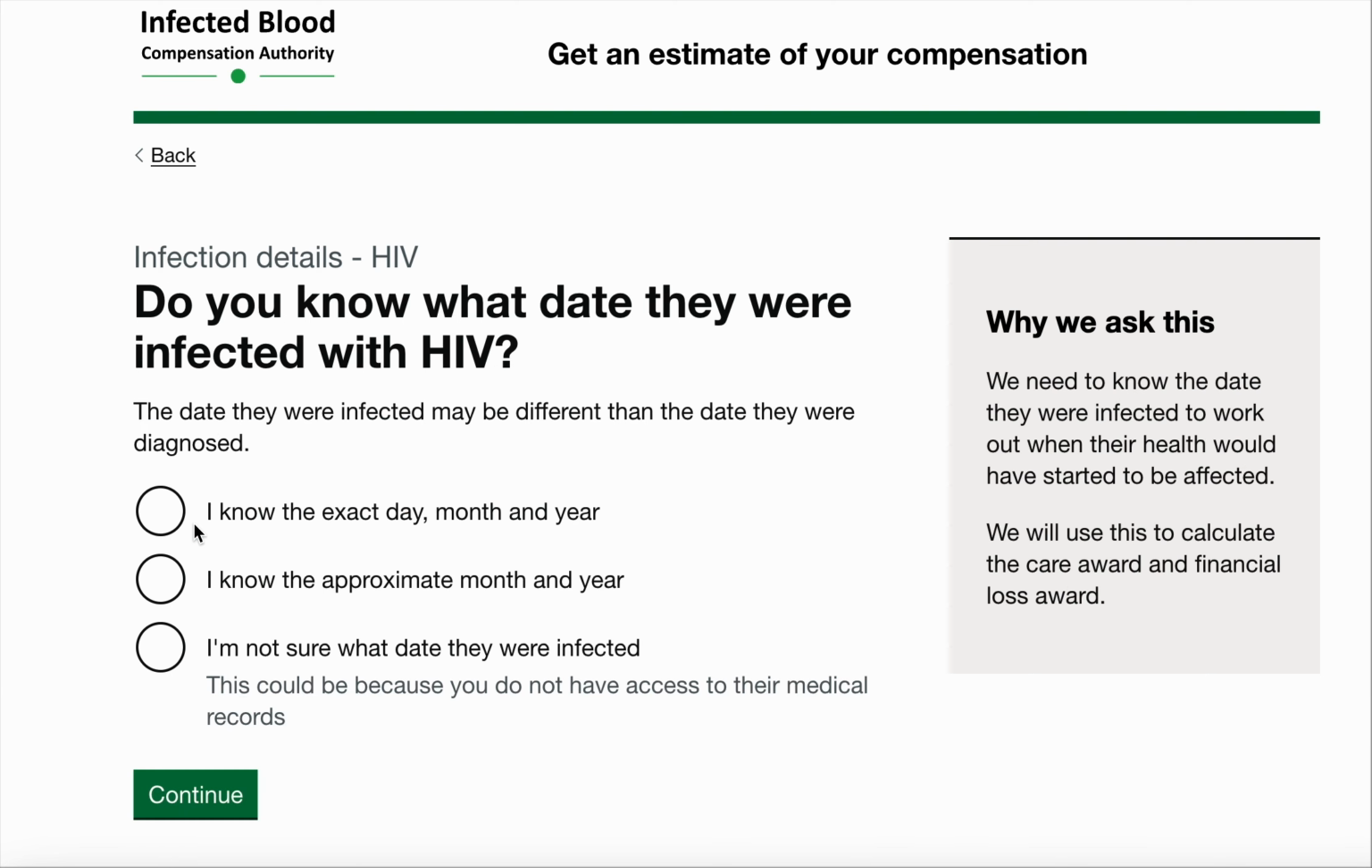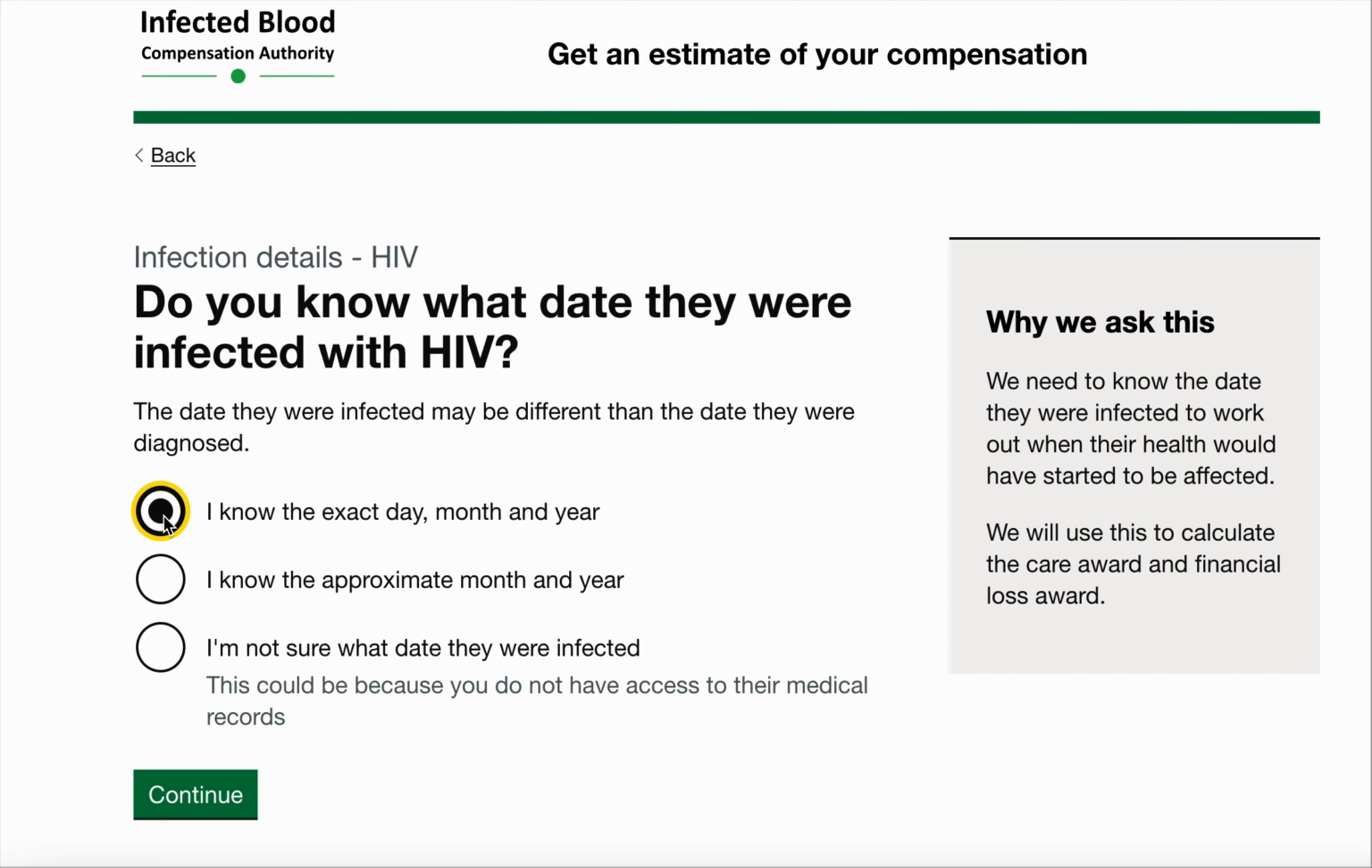Click Continue and on the next page, confirm whether or not you know the exact date the deceased person was infected with HIV. We need to know the date they were infected to work out when their health would have started to be affected. We will use this to calculate the care award and financial loss award. In this example, we are selecting I know the exact day, month and year.